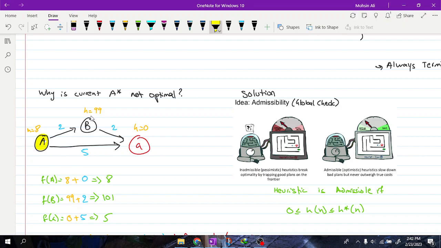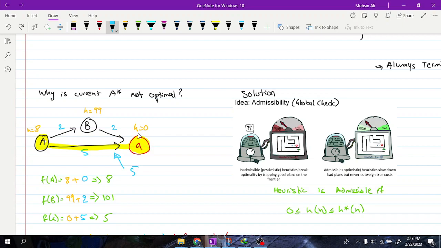Okay, this is very weird. But let's say that h is 99 over here, plus 2. So 2 is added over here, and we have f of B as 101. So I have this path, which is 0 plus 5. And obviously, I'm going to choose this one. And you can already see what's the problem over here. The path cost over here was 5, and the path cost over here was 4. And to get from A to B to G was much more efficient and had the least cost than it was to go from A to G directly.